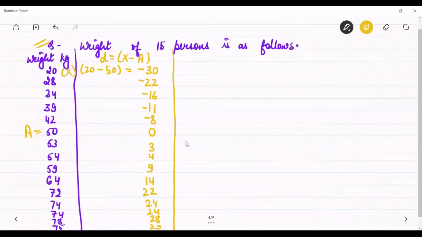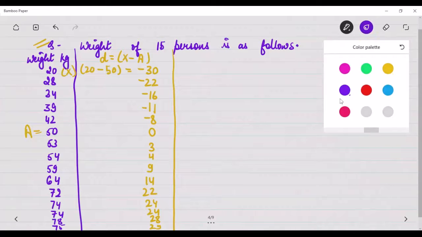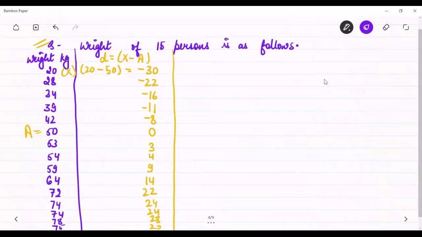Now what is the requirement according to the question, according to the formula? Let us write down the formula again on this page. The formula for calculating mean is A plus sigma d upon n. Okay, we are having A as 50, but we don't have sigma d. Sigma d means sum of all the d's. So when we add all these deviations, what is the answer that we get?